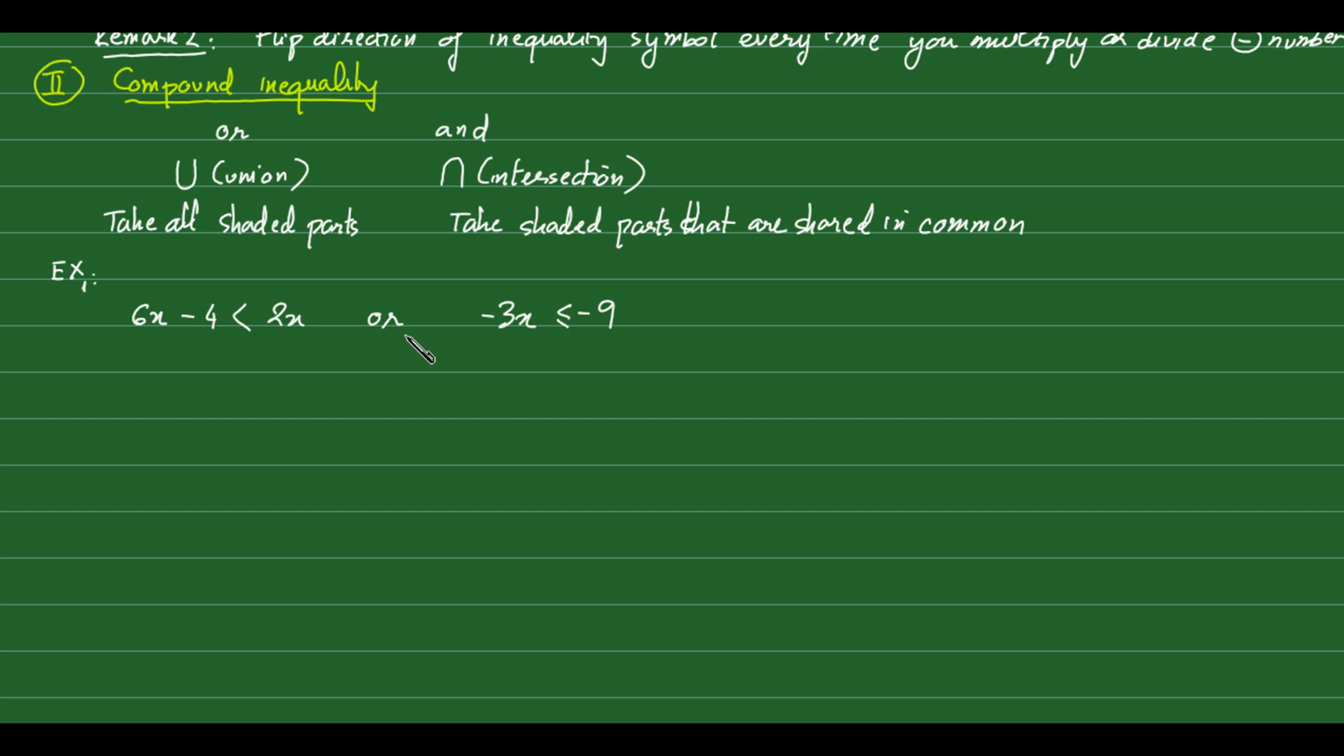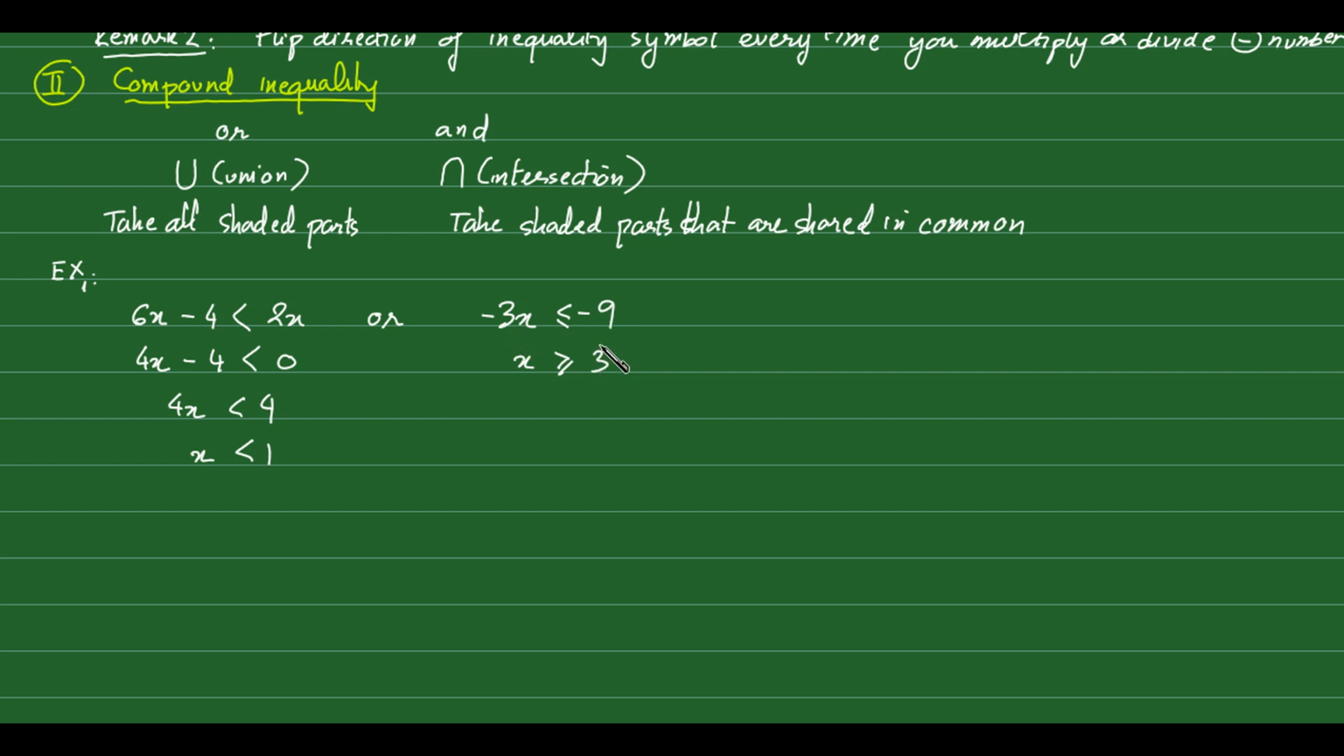So the way you solve a compound inequality is to go ahead and solve individually, one by one. I'm going to solve this first. I subtract 2x from both sides, which gives 4x minus 4 less than 0. Then I add 4 to both sides, so I have 4x less than 4, and x less than 1. Over here I divide both sides by negative 3. When you divide by a negative, you flip the direction of the symbol, right? So it will be x greater than or equal to negative 9 divided by negative 3, which is 3.